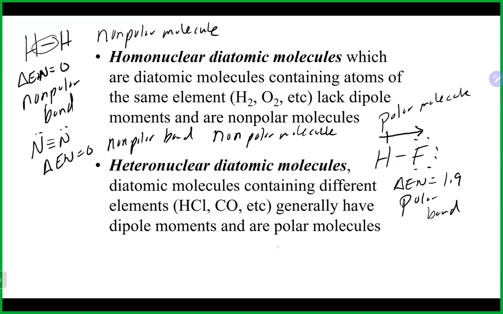Same thing if you had something like HCl. That is a polar bond. That is also going to be a polar molecule that has a dipole moment heading towards the chlorine in this particular case. Question on molecular polarity of diatomic things? Yeah.